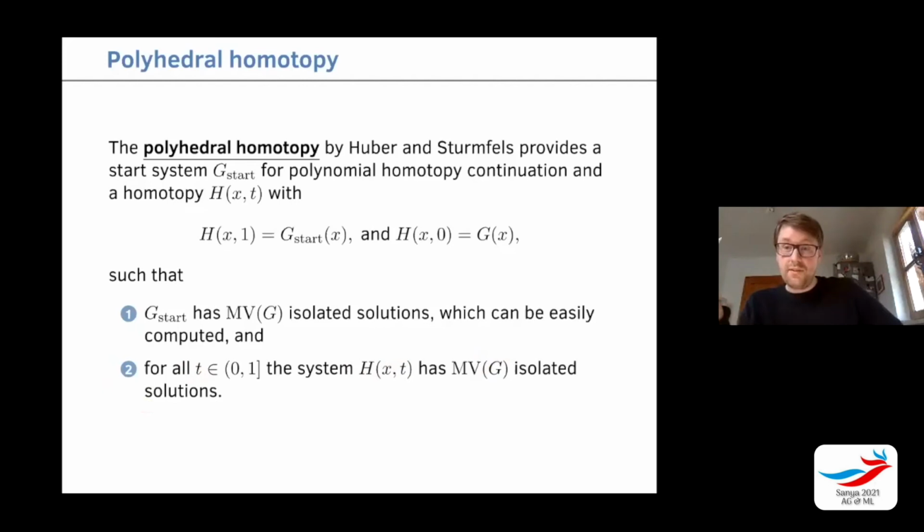In our setting, if G is the system of Lagrange multiplier equations, we also know that at t equals 0, at the polynomial system we're interested in, it also has mixed volume many solutions. That's the theorem that I just discussed. So it means that polyhedral homotopy tracks an optimal number of paths, because the start system has as many solutions, namely mixed volume many, as the system we're interested in. If you start at g start, none of the solutions which you track will be wasted. You will not track too many; you will track the exact right amount of paths that you need.